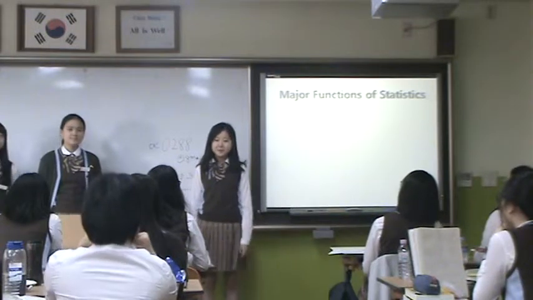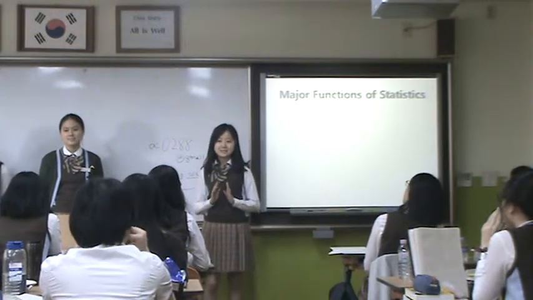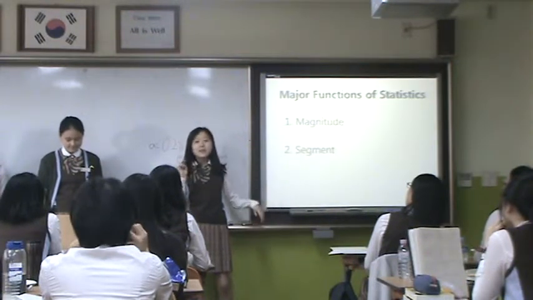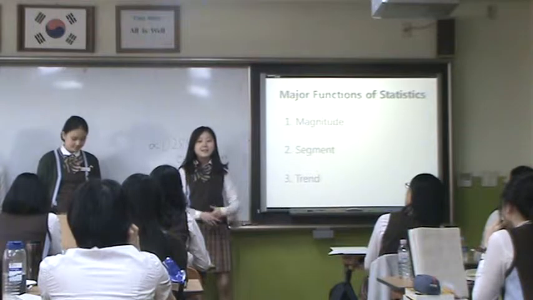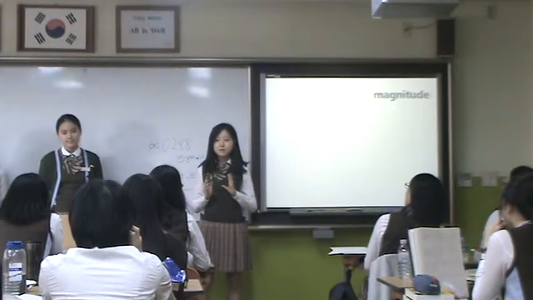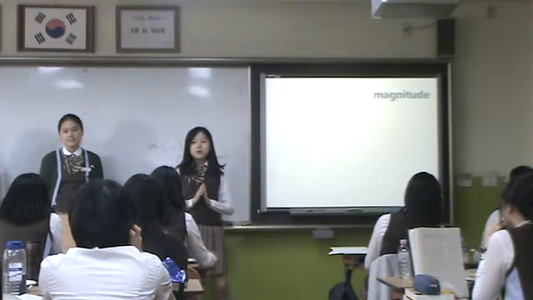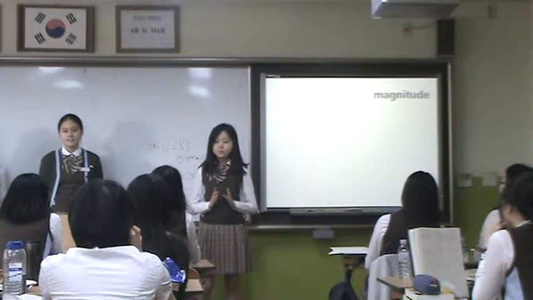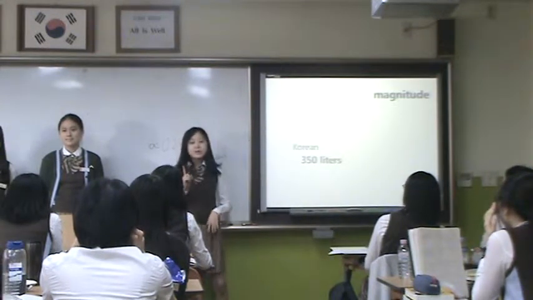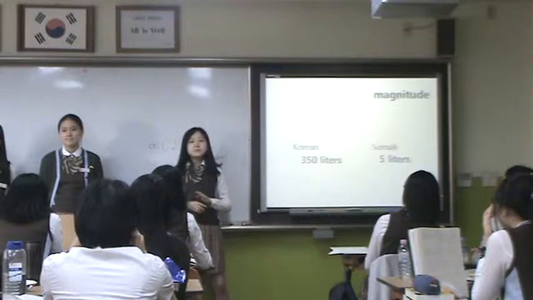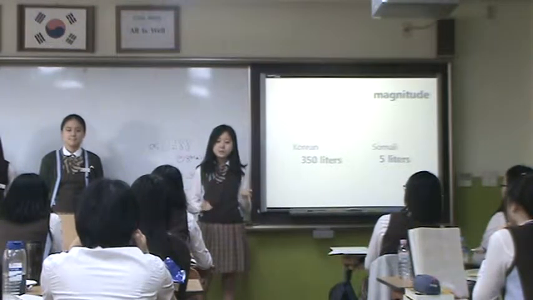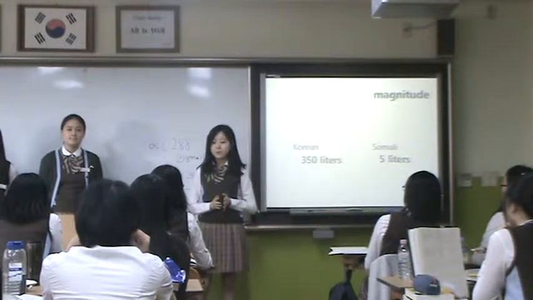Several statistics can be grouped into 3 types according to their functions. First, magnitude. Second, segment. Third, trends. Let's begin with magnitude. You can use statistics to describe the magnitude of a problem. For example, if your topic is excessive water use in Korea, then I recommend you say 1 Korean uses the water that 70 Somalis use in a day. Like this, statistics that compare figures help you understand the significance of a problem.